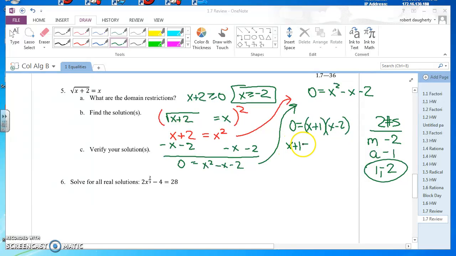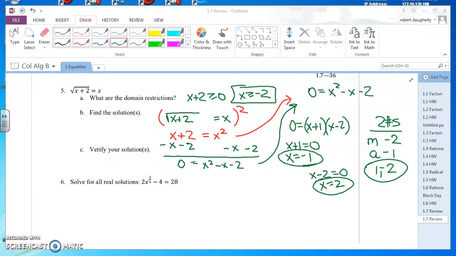Set each of those equal to 0. If x plus 1 equals 0, then x equals negative 1. If x minus 2 equals 0, then x equals 2. Those are my two solutions. Anytime I square both sides of an equation and I get two numbers as my answer, I must check my answer. So I'm going to verify my solution. So let's do that right down here. I should have enough space.